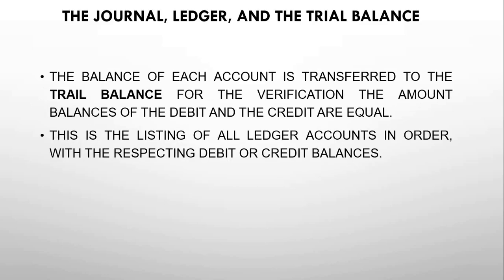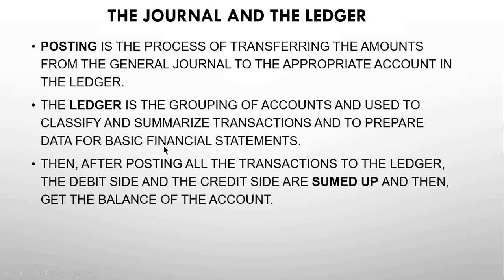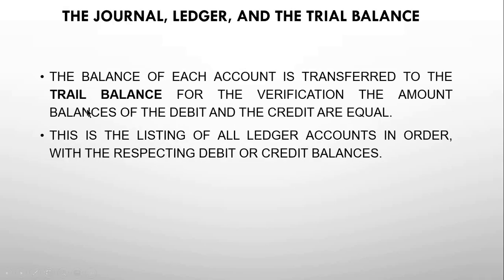Now, the journal, the ledger, and the trial balance. So, the balance of each account is transferred to the trial balance. Okay? So, di ba, in the ledger, after natin ma-post lahat ng transactions to the ledger, we sum it up and we get the balance, either debit or credit. So, the debit or the credit balance of that account na nasa ledger will be forwarded to the trial balance, no, for the verification of the amount of the account balances of the debit and credit are equal. So, in a trial balance, we will know if the debit and credit ba is equal.